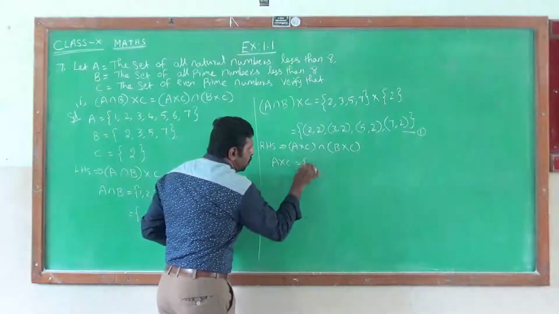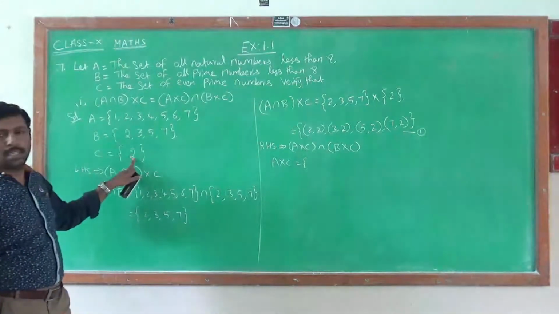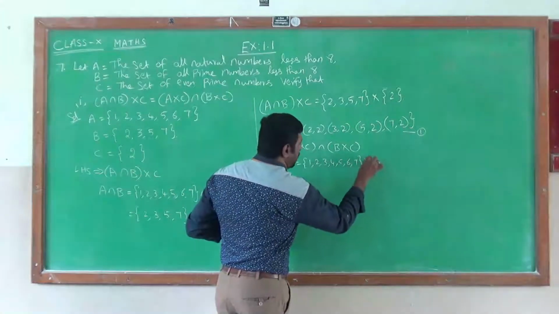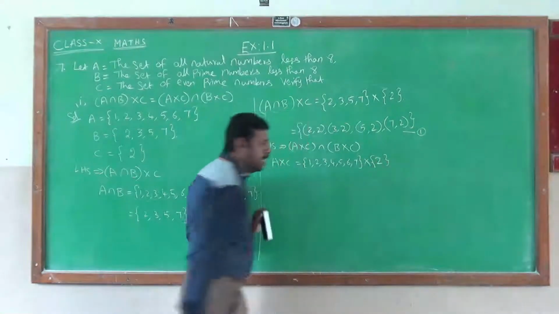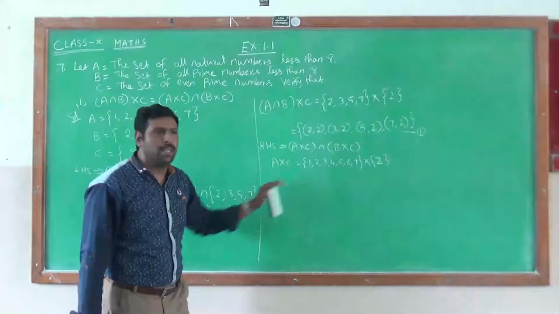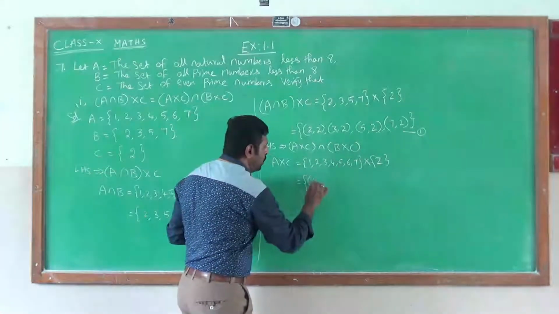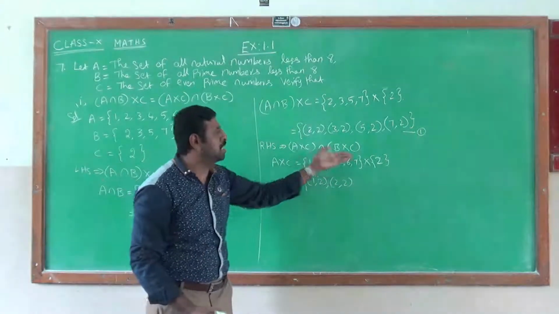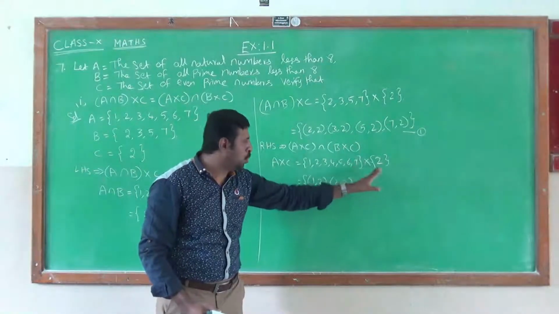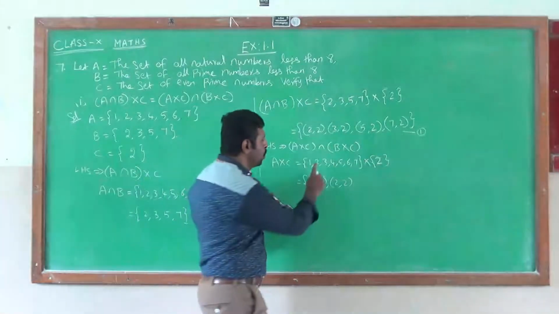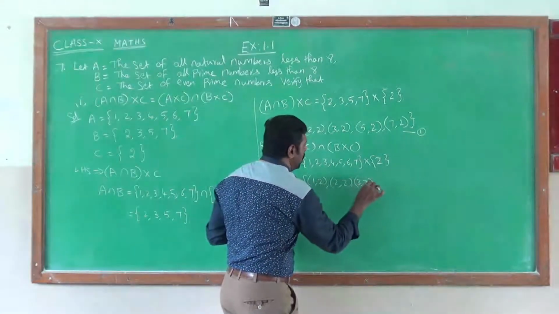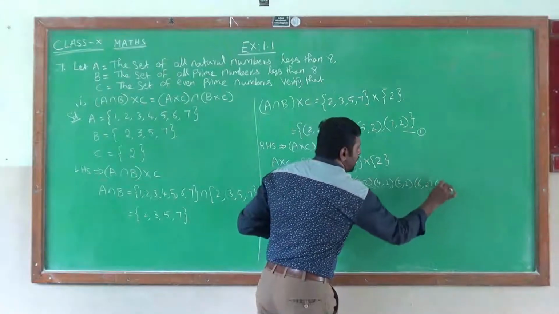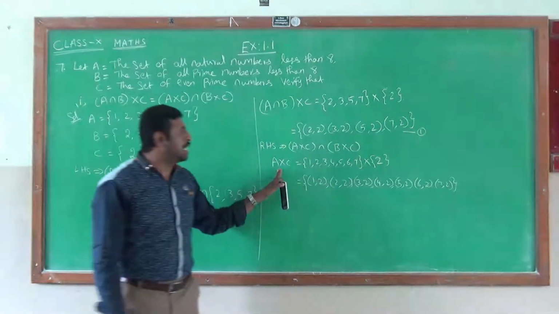So A × C is equal to, the set A is 1 to 7 and set C is 2. Cross 2, right? Here we have the ordered pairs (1, 2) and then (2, 2). Each and every element in the first set is mapped with the second set, right? In the second set we have only the number 2, so each and every term is paired with that 2. So (1, 2), (2, 2), (3, 2), (4, 2), (5, 2), (6, 2) and then (7, 2). This is A × C.